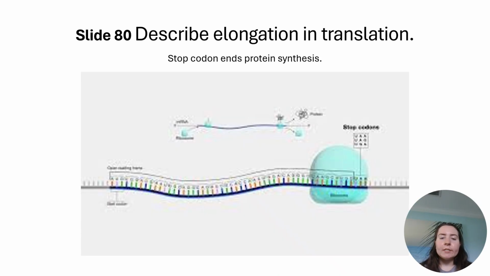80. Describe elongation in translation. Stop codon ends protein synthesis, and you can see the chain over there in the translation.